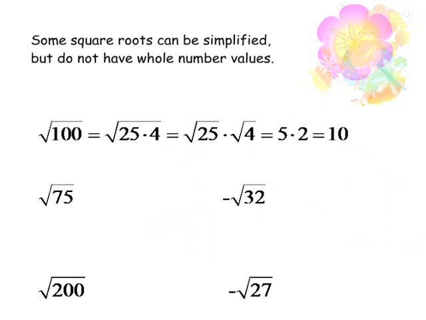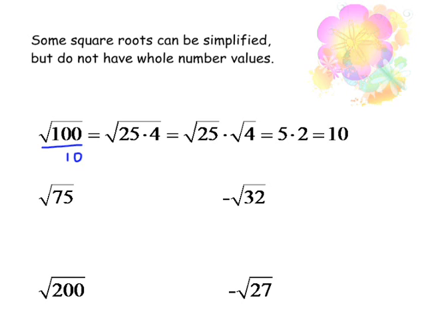Some square roots can be simplified but do not have whole number values. Like for this one, the square root of 75, nothing times itself gives you 75, and since it's not a fraction you can simplify, we're going to need to figure out something else. Let's look at the square root of 100. We know from earlier in the video that the square root of 100 is 10.